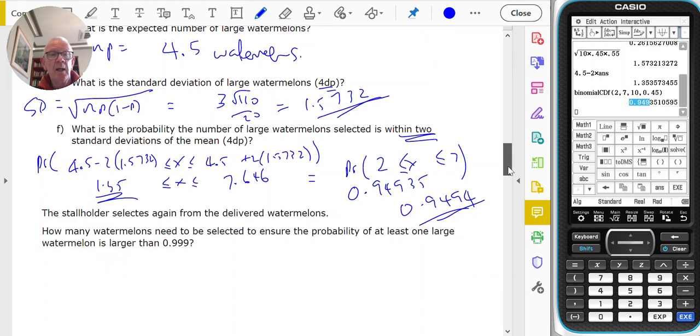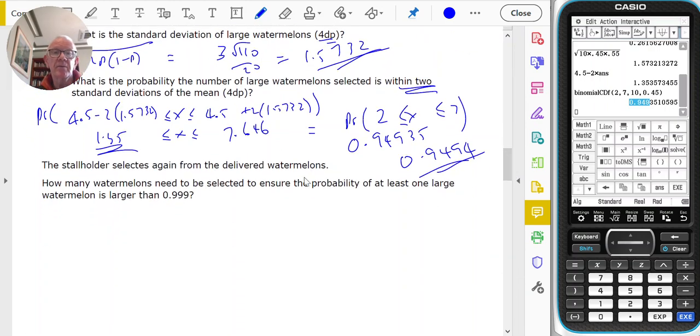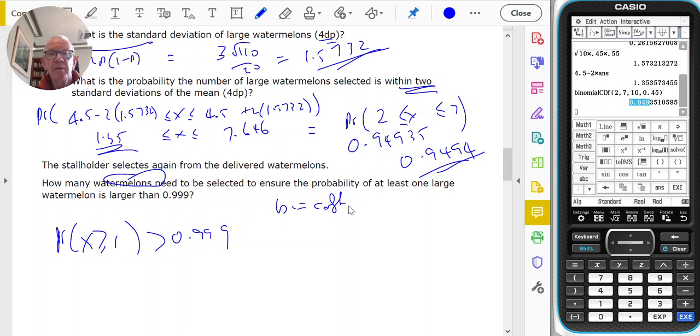And lastly, the storeholder again selects from the delivered watermelons. How many watermelons are needed, so I don't know N, to ensure the probability of at least 1 is larger than 0.999? So I'd like to do a binomial CDF, 1 to I don't know, 0.45, and I'm looking for a bigger than 0.999. Okay, so let's say I choose 10, and I start at 1 because it's got to be at least 1, and 10's not big enough.